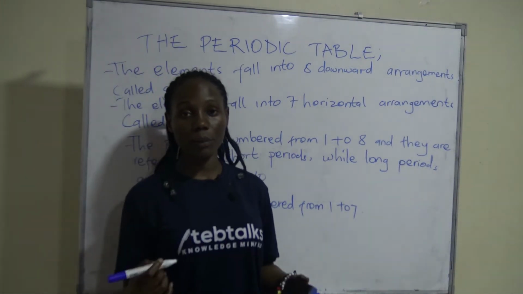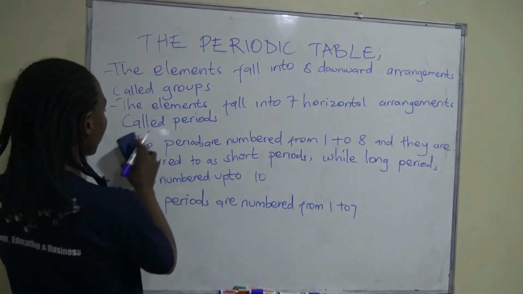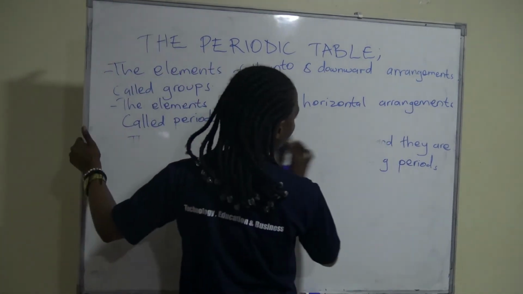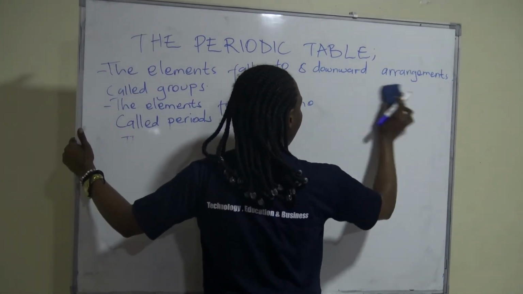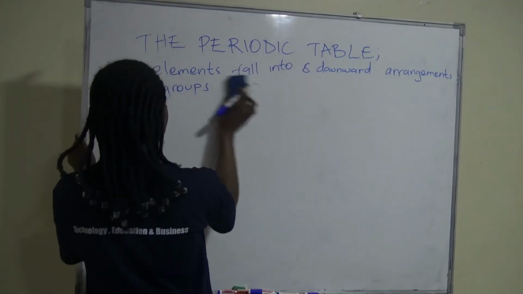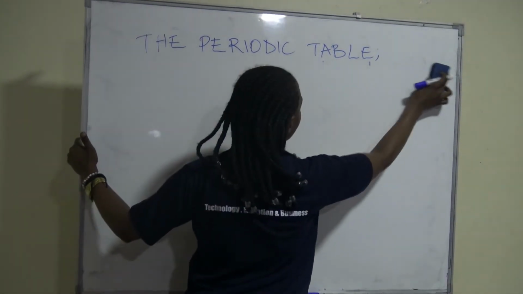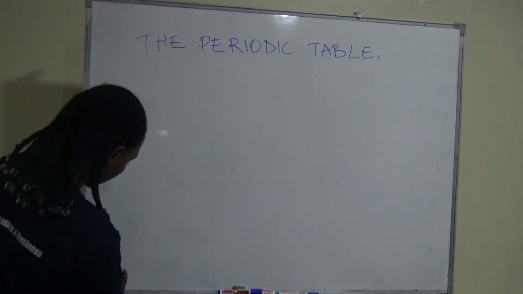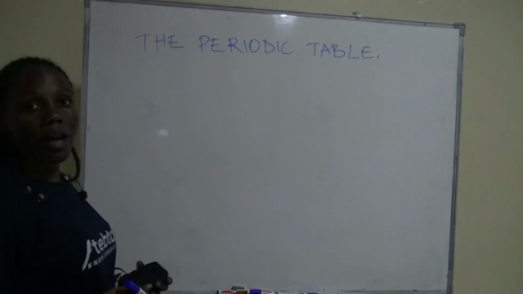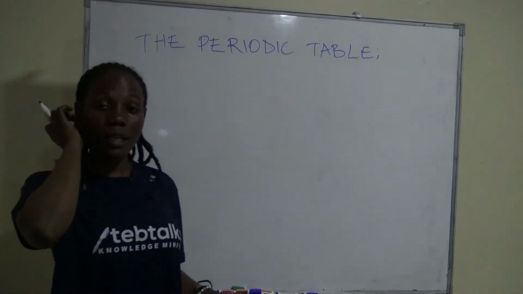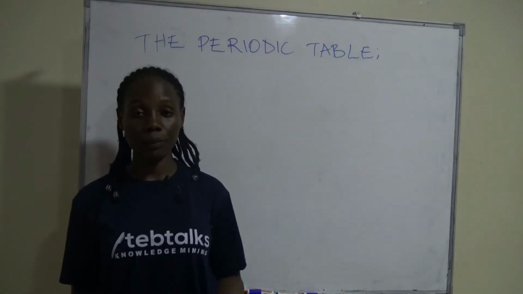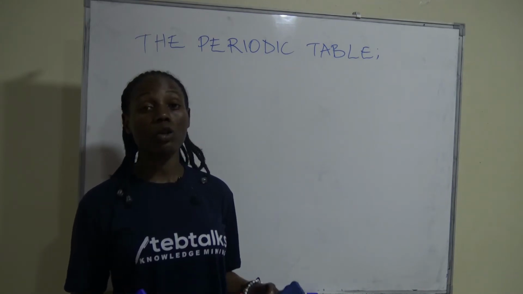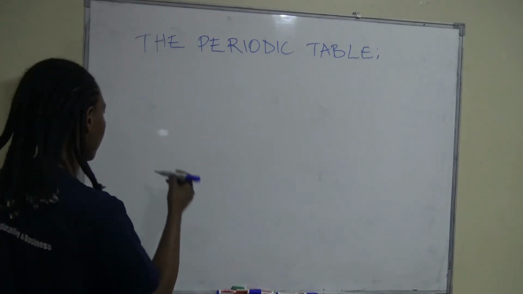So we are going to have a simple layout, but I'm not going to draw the complex one, because if I draw the complex one, we shall end up sleeping here. Let me rub off this. So we have said that the periodic table has elements, arranged according to their atomic number, and they are arranged into groups and into periods.